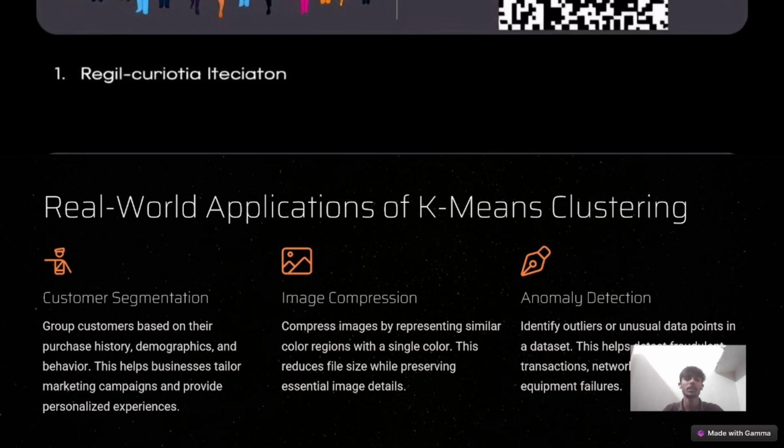In image compression, compress images by representing similar color regions with a single color. This reduces file size while preserving essential image detail. And anomaly detection. In anomaly detection, identify outliers or unusual data points in a dataset. This helps detect fraudulent transactions, network intrusions, or equipment failure.